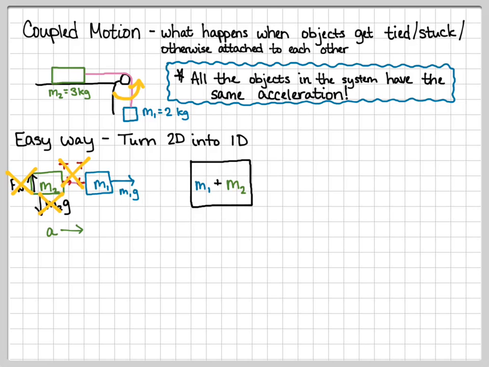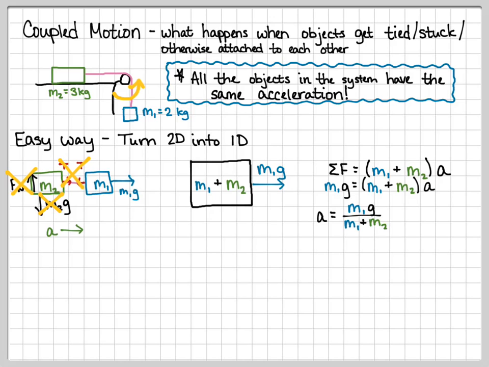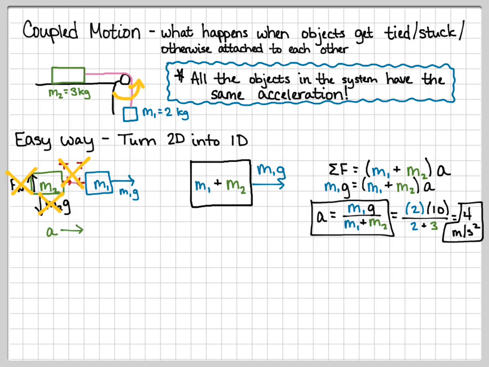Now, what's the only force that's left? It's just M1G. We will write our Newton's second law. Notice that when I use the mass, it's M1 plus M2, because now we're treating it as a solid block. And the only force acting on it is M1G, pointing to the right. So, solving for A, we find that we get the exact same thing that we got before. You can check me on that. M1G over M1 and M2. And just to double check with our numbers, 2 times 10 over 5 is 4 meters per second squared.